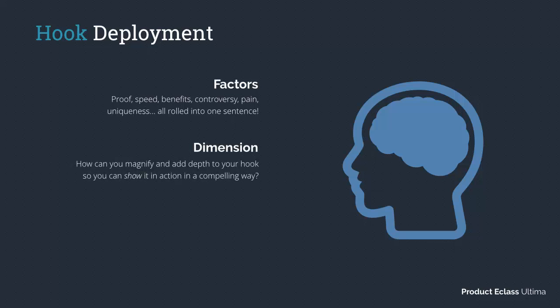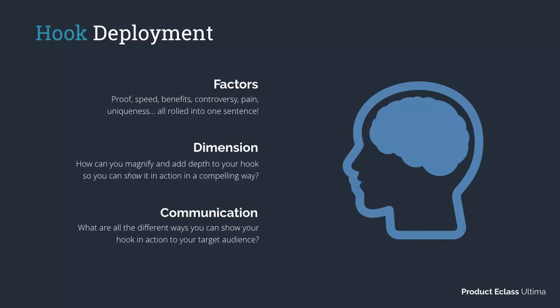How can you magnify and add depth to your hook so you can show it in action in a compelling way? And so some of the things that we have done there, including proofreading and research, the tagline on how to write an article in 7 minutes or less. And that wasn't just an article. That's how I started it. How to write an article in 7 minutes or less. And I said, how to write a 400-word article in 7 minutes or less. That was the magnification, the depth to make it more believable and more specific. And then including proofreading and research makes it even more compelling and specific still.